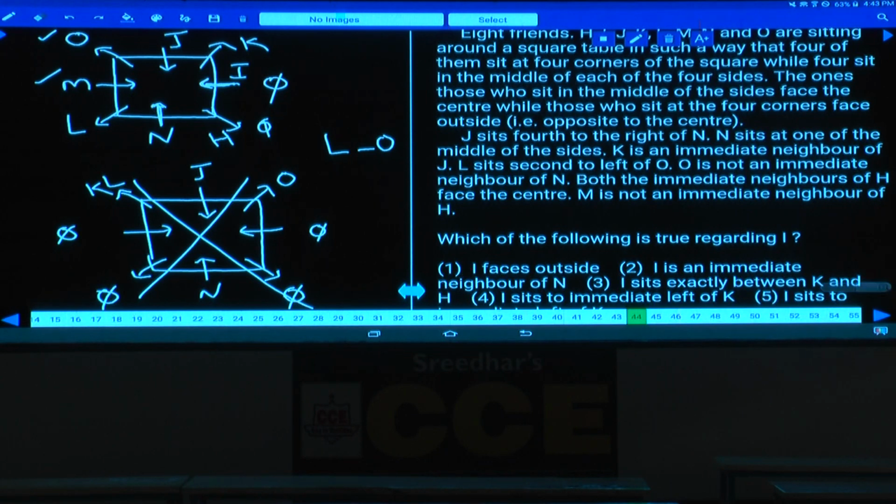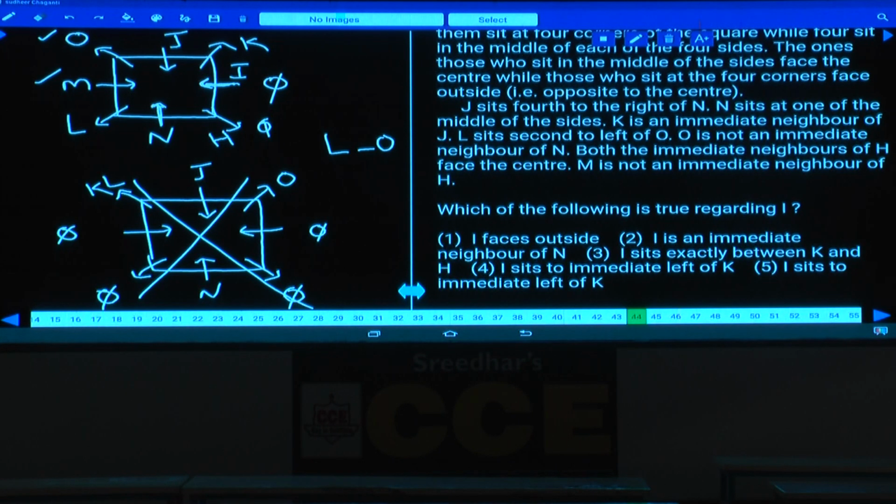Then question number 44, which of the following is true regarding I? Now this I faces outside, that is false. I is an immediate neighbor of N, that is also false. I sits exactly between K and H, that is definitely true, choice 3.